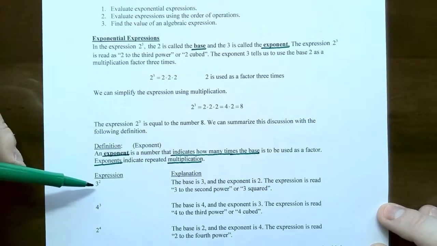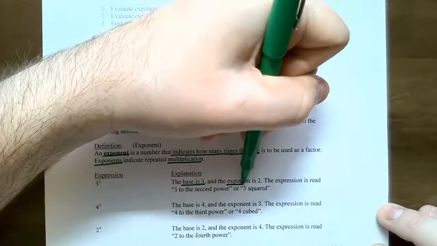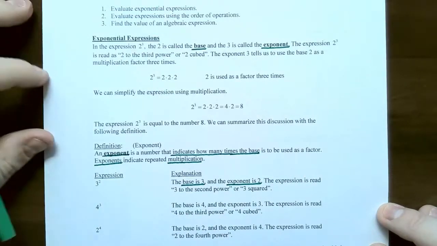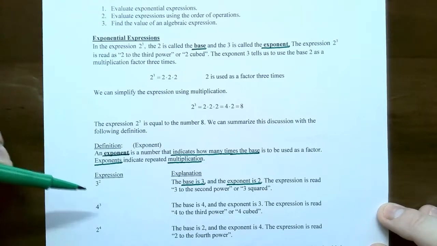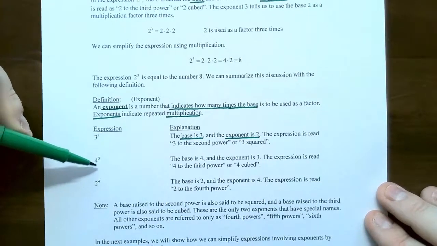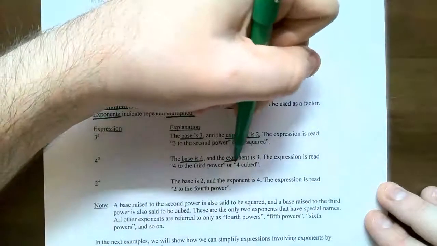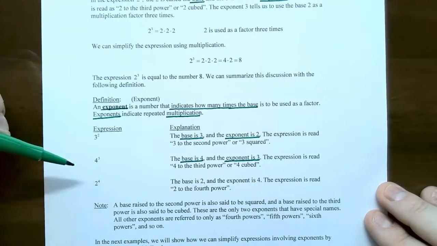This expression is 3 to the second power, so base is 3, and 2 is the exponent. So you can read this as 3 to the second power, or 3 squared for short. So that would mean you would have 3 multiplied with itself. So 3 times 3. Okay, next one is base 4, raised to the third power. So exponent is 3. So this would be read as 4 raised to the third power, or 4 cubed for short. This would mean you have 4 times itself 3 times. So 4 times 4 times 4.